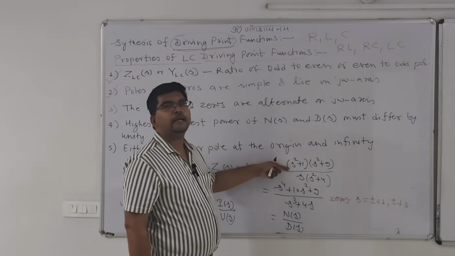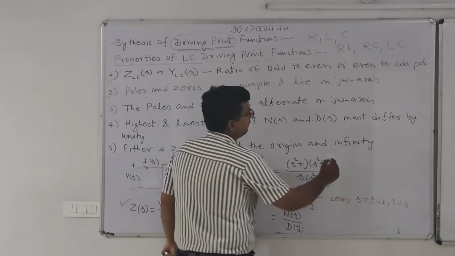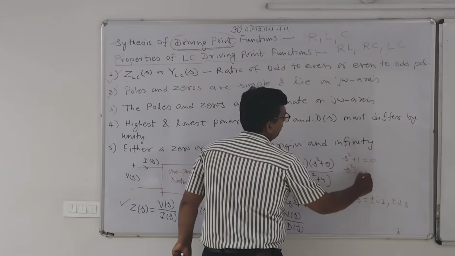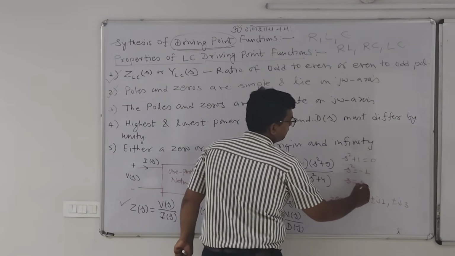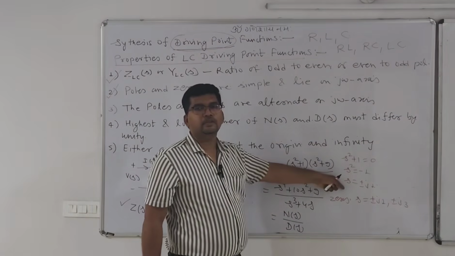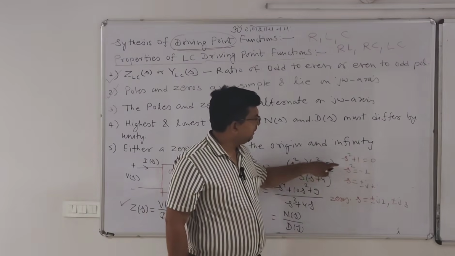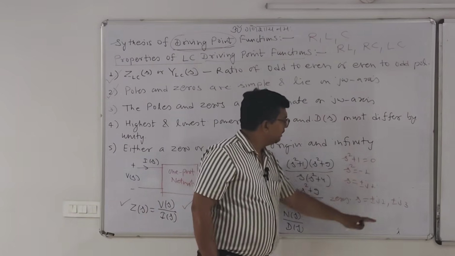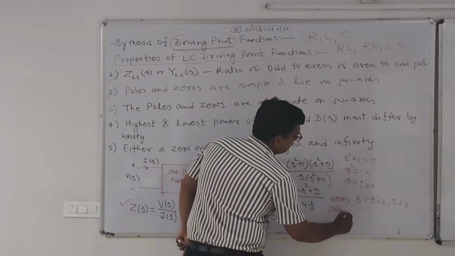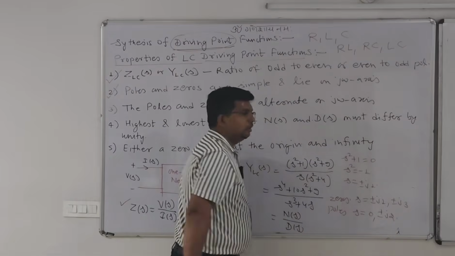Now how can we determine the zeros? Basically we make s square plus 1 equal to 0, so s square equals minus 1. So what is s? That is plus minus j1. This is the way of determining the zeros and the poles. Similarly, s square plus 9 equals 0, we get the roots s equals plus minus j3. Similarly, the poles will be s equals 0 and plus minus j2.